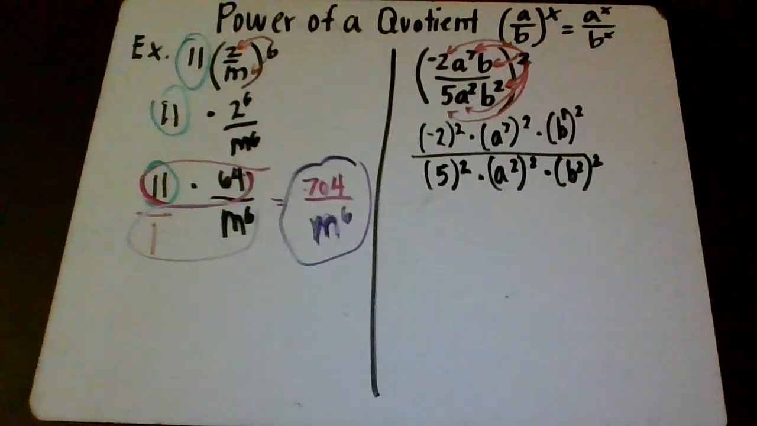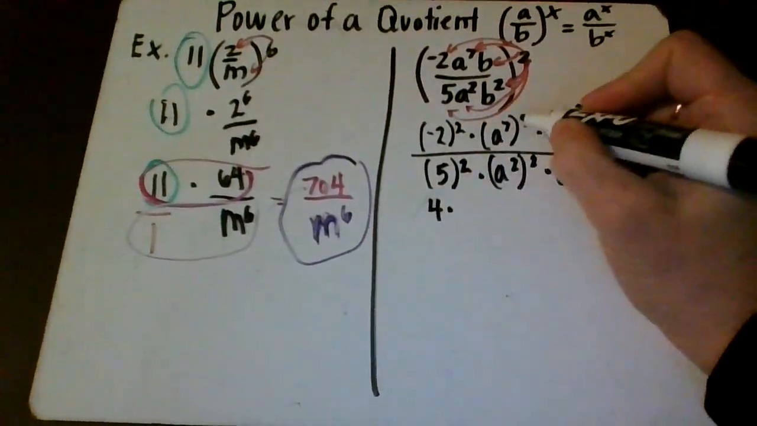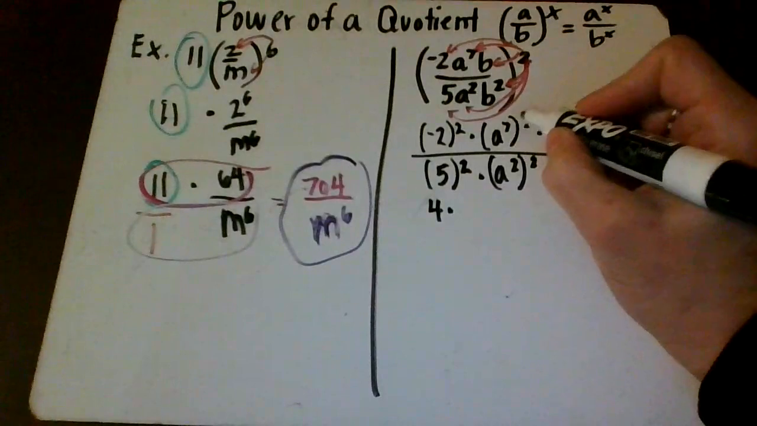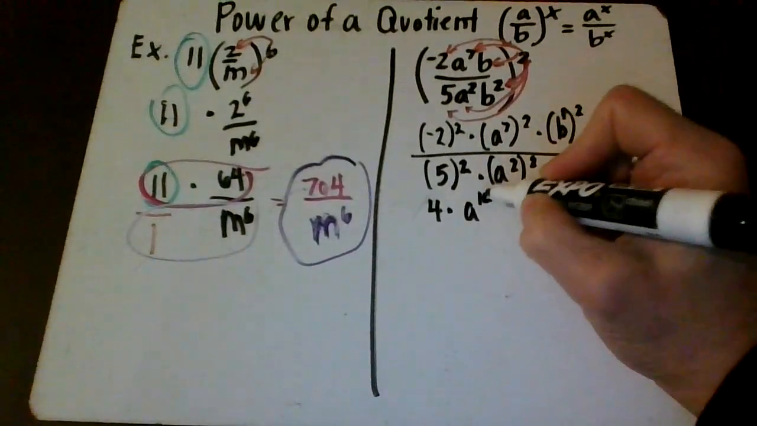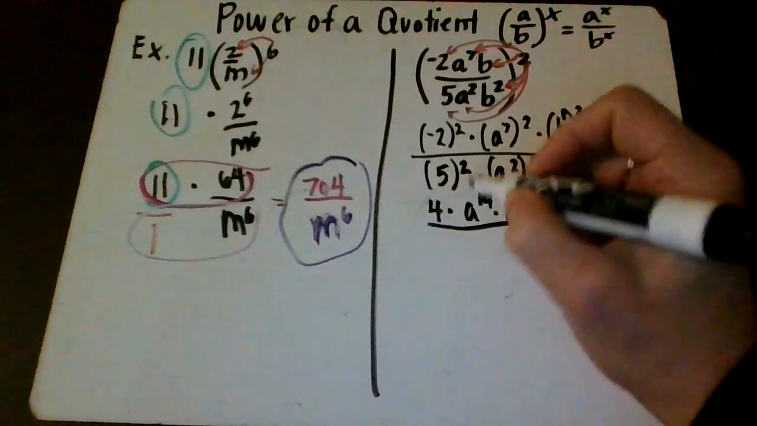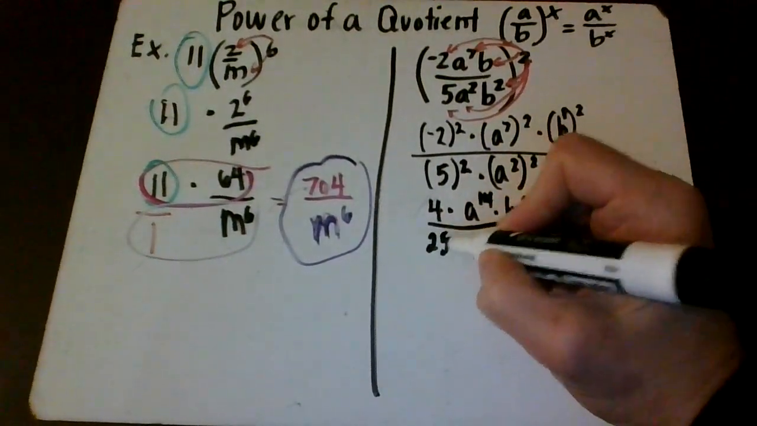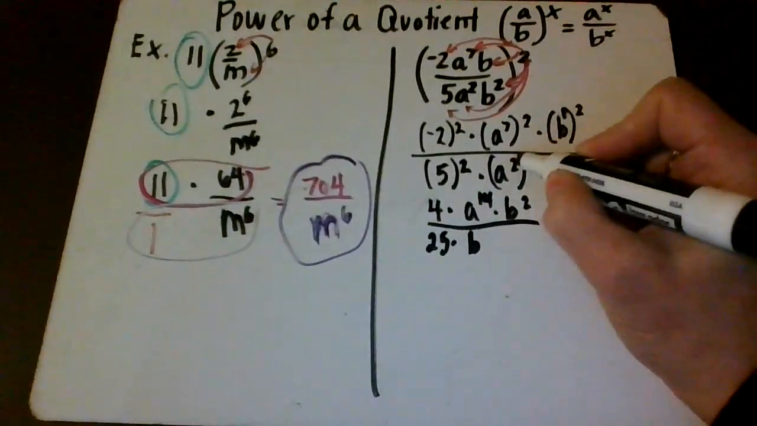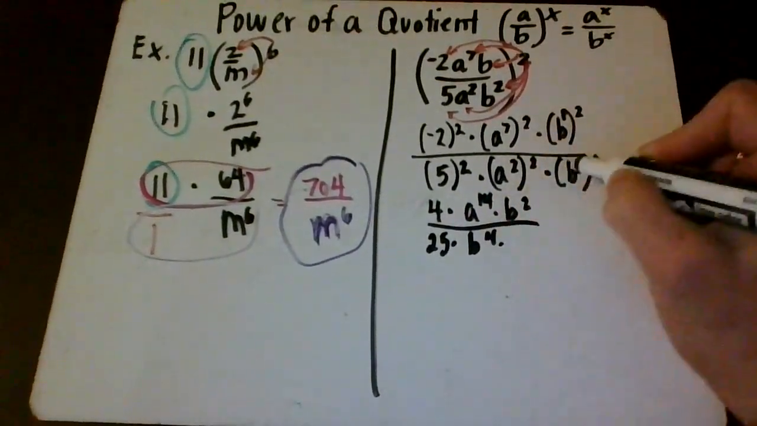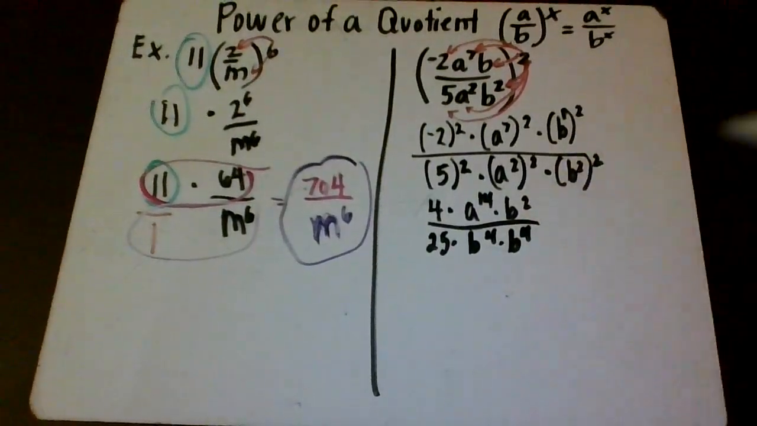Next, let's do some simplification. So negative 2 to the 2nd power would be 4. A, and then 7 times 2 is 14. And then b, and 1 times 2 is 2. All over. 5 times 5 is 25. And then I would have b to the 2 times 2, which is 4. And b to the 2 times 2 as well, which is 4.